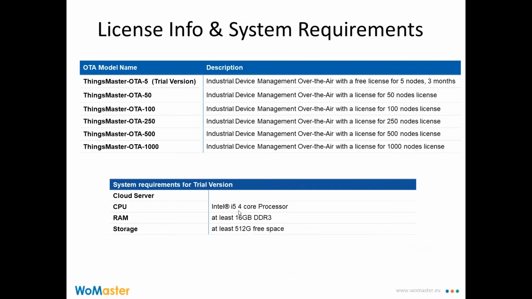the CPU is Intel i5 4-core, and RAM is at least 16 gigabytes DDR3, and at least 512G free space for storage. And then you can use this system to install the trial version. When you install the trial version, you can have a free license for 5 nodes and 4 months.